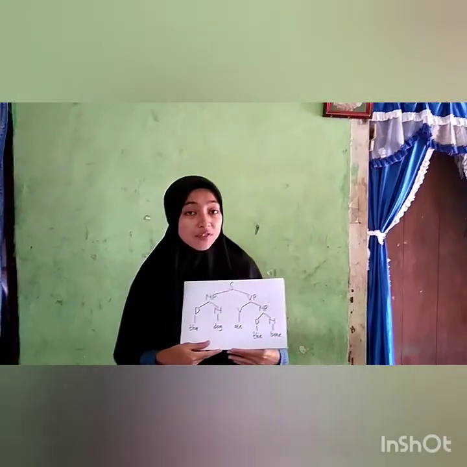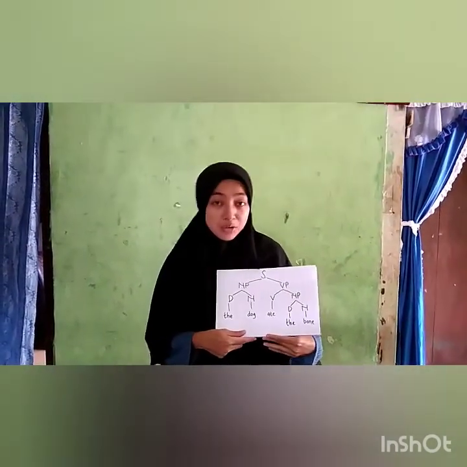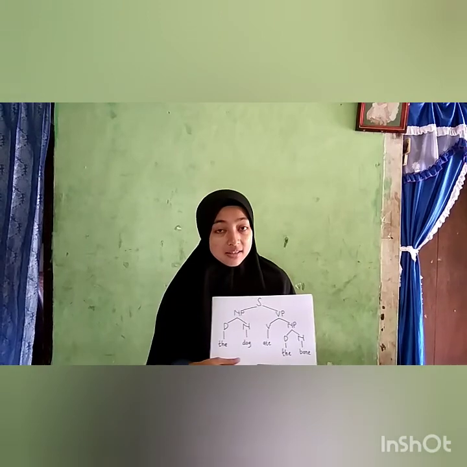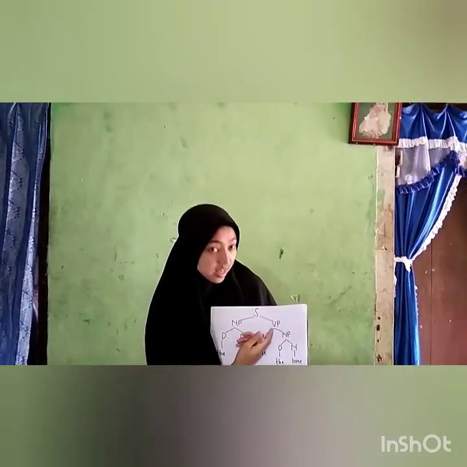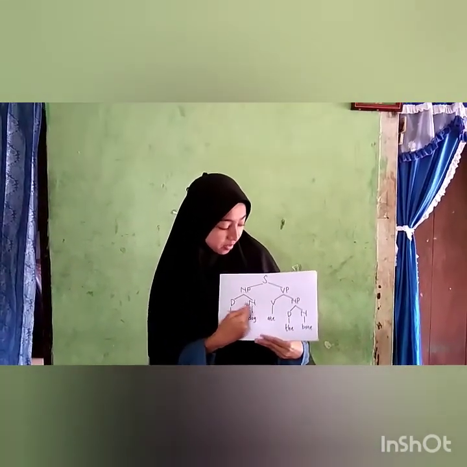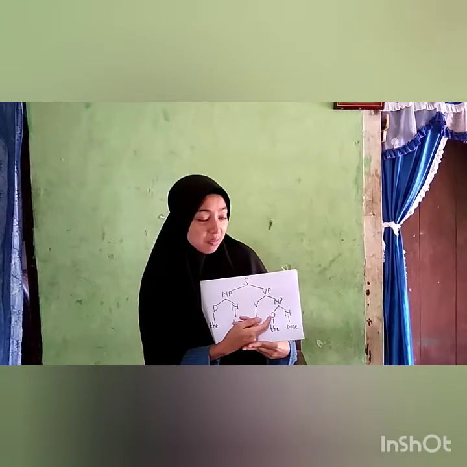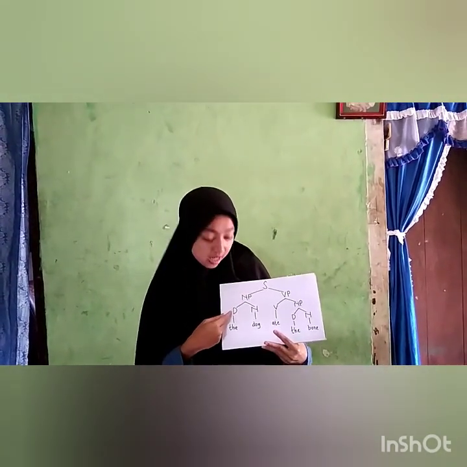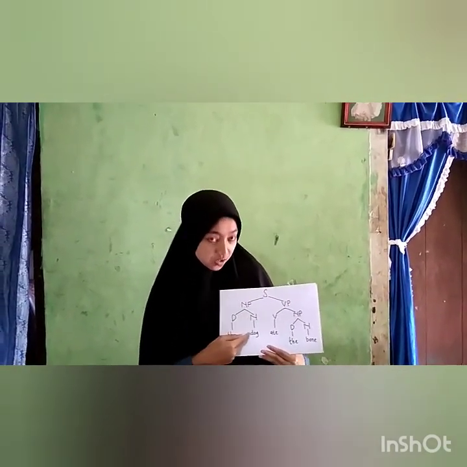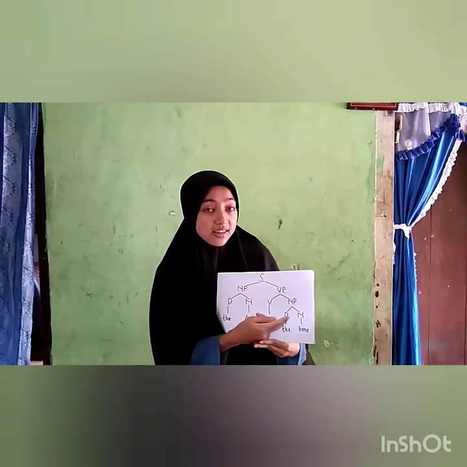This is the example of a tree diagram from the sentence the dog ate the bone. Look at my paper. The sentence is broken down into a subject and predicate. The subject consists of a noun phrase and then a verb phrase. And then the noun phrase consists of a determiner and a noun. And then the verb phrase consists of a verb and a noun phrase. And then the noun phrase consists of a determiner and a noun. And then the determiner from the sentence is the, and then the noun from the sentence is dog. And then the verb is ate, and the determiner is the, and the noun is bone.